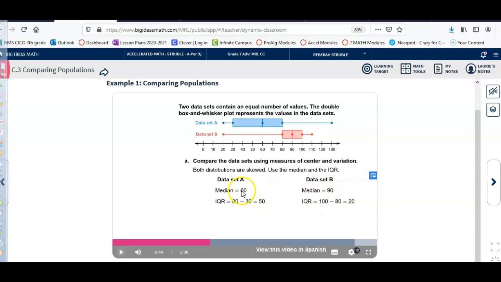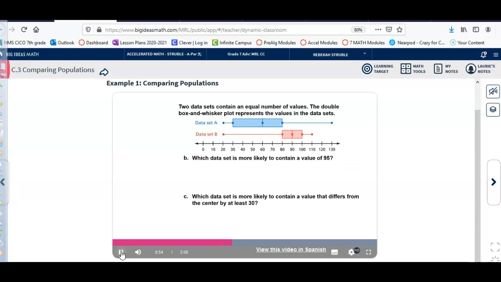So we would say that data set B has a higher median by 30 units or points or whatever we're talking about. And then we would say that data set A has a greater interquartile range than data set B. So it's more distributed, it's more spread out. So dataset B has a greater measure of center, and dataset A has a greater measure of variation.